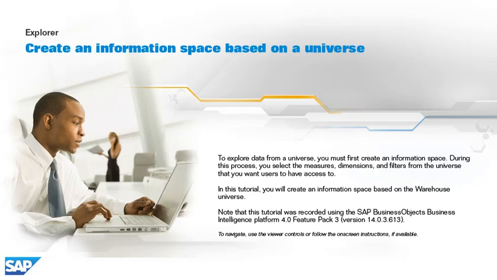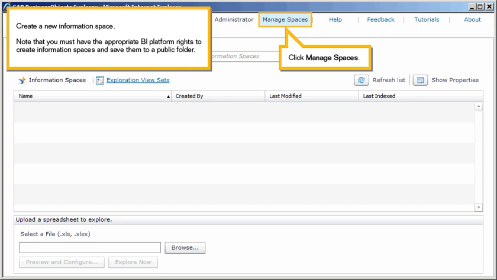To explore data from a universe, you must first create an information space. During this process, you select the measures, dimensions, and filters from the universe that you want users to have access to. In this tutorial, you will create an information space based on the warehouse universe. Create a new information space.